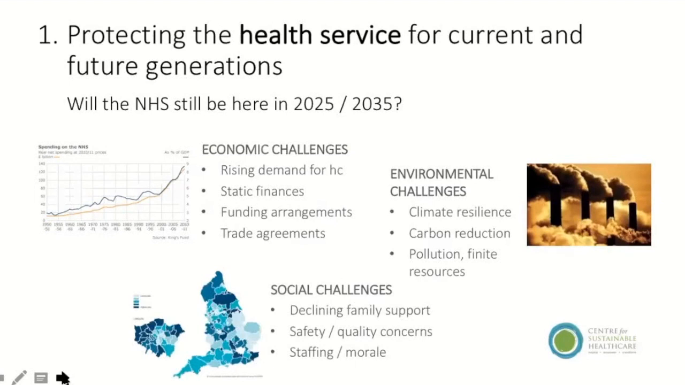And then again, a set of social challenges we might consider, things like declining family support, quality or safety concerns in the provision of care. So a big important social group for the health service is its staff. Do we have the right numbers? Are they trained in the right things? And how are they getting on? In the UK, we have quite a crisis around recruitment and retention of staff. And we have quite a reliance on international staff, many of whom are not coming to this country in such numbers as they were before.